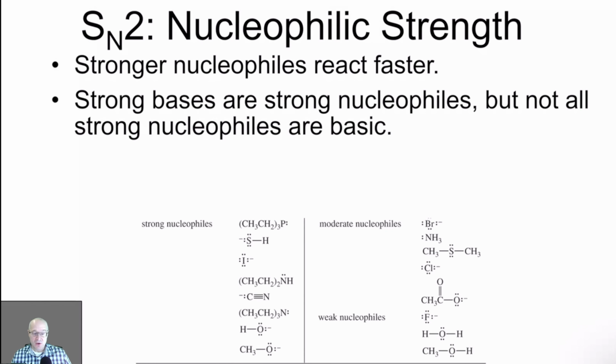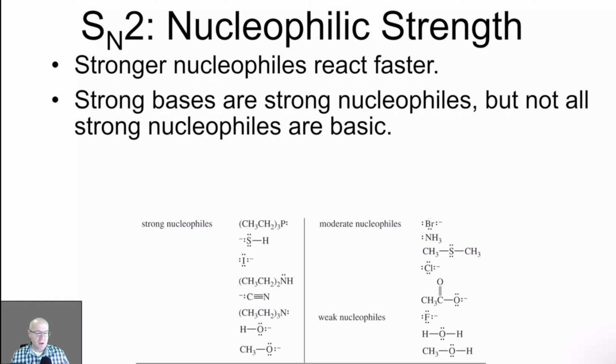Methoxide, we're going to see that used a lot as a strong base. So it's one of these things where you kind of get a feel for it. Generally speaking, these things behave as bases before they behave as nucleophiles. And we'll get more into that in a minute. These are your moderate nucleophiles here, and these are your weak ones. So water, methanol, fluoride, acetate, weak nucleophiles.